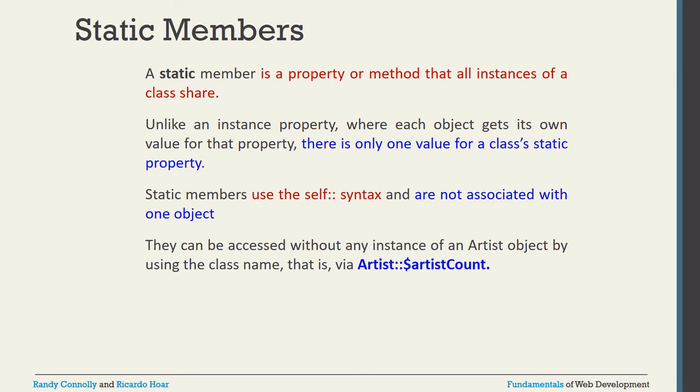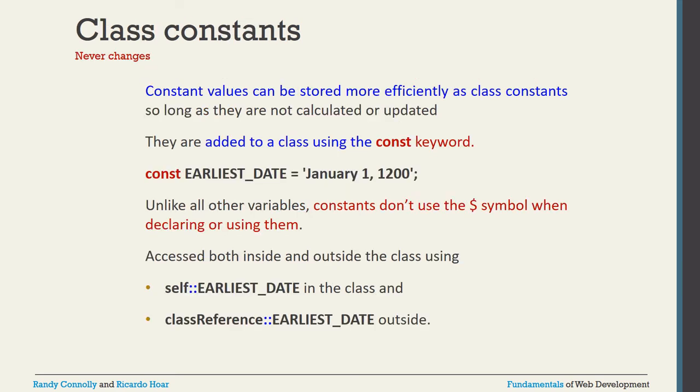If you are talking about static members, a static member is a property or method that all instances of a class share. Unlike an instance property where each object gets its own value for that property, there is only one value for a class static property. A static member uses self and the double colon syntax and is not associated with any one object. It can be accessed without any instance of an artist object by using the class name, that is via Artist::, then the artist count.